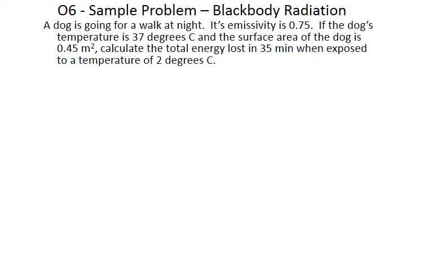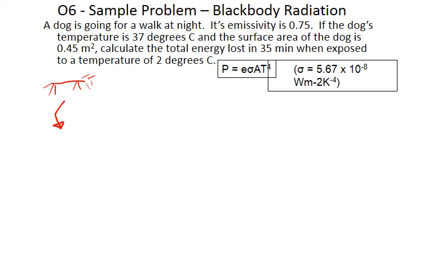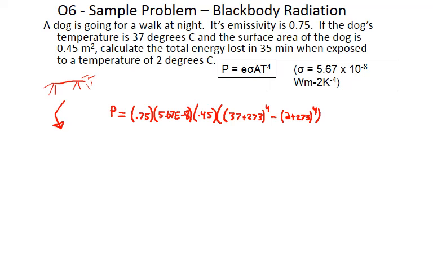So let's consider the situation. Let's say someone's walking a dog at night. The dog's emissivity is 0.75. The temperature of the dog is 37 degrees Celsius, and the surface area of the dog is 0.45 meters squared. And we want to calculate the total loss of energy in 35 minutes when exposed to the temperature of 2 degrees. Now, when you do this, it's important to make sure that you convert both temperatures to Kelvin first.